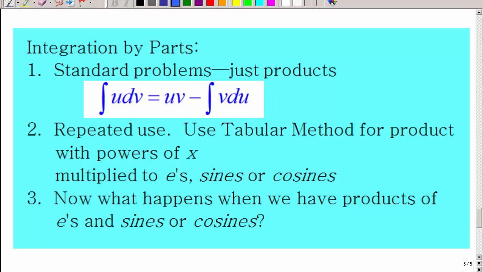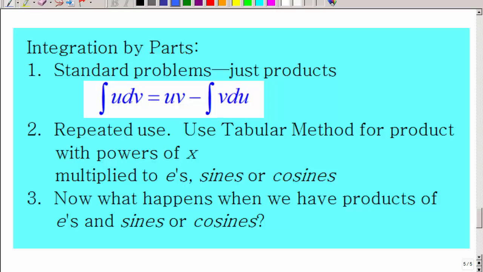So far we've looked at several examples of your standard integration by parts. We looked at one where we had to repeat it just one time. That wasn't too bad. But you have some problems that you have to repeat a bunch of times, and the tabular method is nice, but doesn't always work.